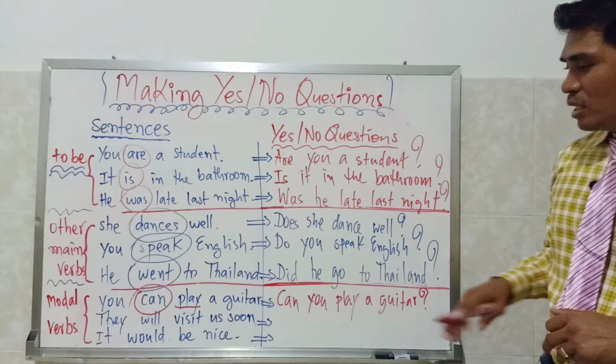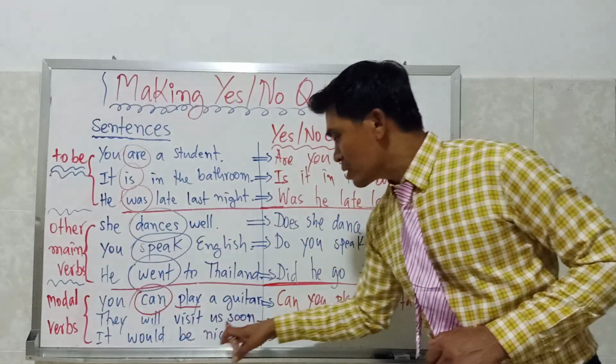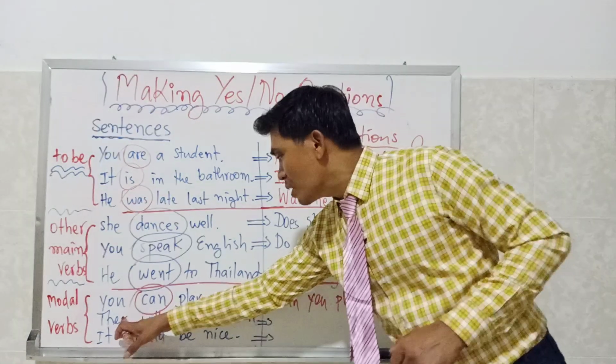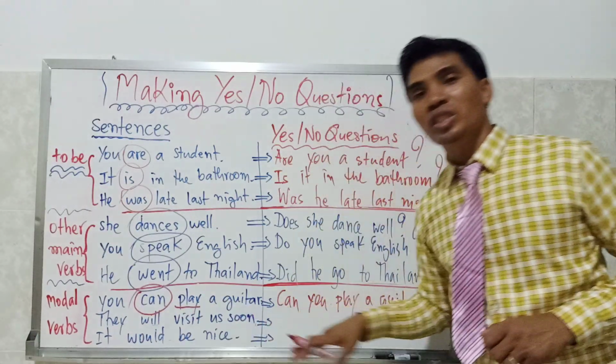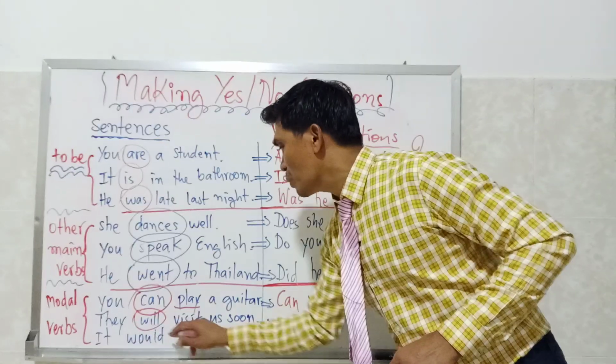Okay, good. Move to the other sentence. They will visit us soon. The modal verb is will. The main verb is visit.